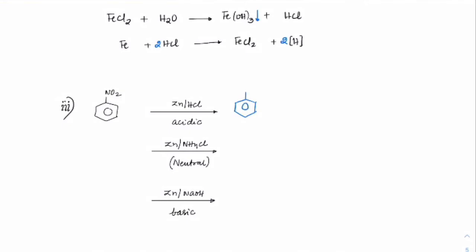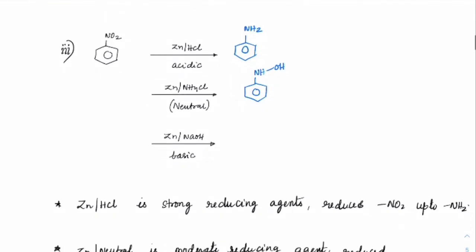NO2 completely to NH2. But if I take zinc in NH4Cl, neutral, the amount of nascent hydrogens it will provide would be relatively less. So you will see the product ending at hydroxylamine. This will end up at hydroxylamine here. While if you take zinc NaOH in basic medium, then it would become this coupled product, N double bond N.